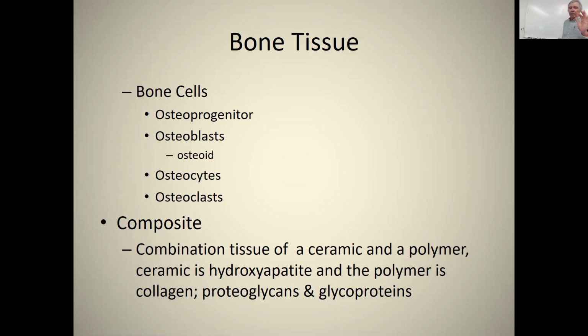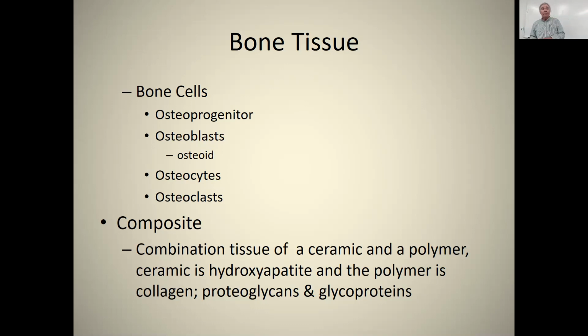bone is a composite. It's a combination tissue of a ceramic and a polymer. So here's the two things you need. You need it to be really hard, all right? And that's the ceramic part. And so the ceramic is hydroxyapatite. But you also want it to be flexible. You want it to bend a little bit, you know, not too much, a little bit. And that's where the collagen comes in.